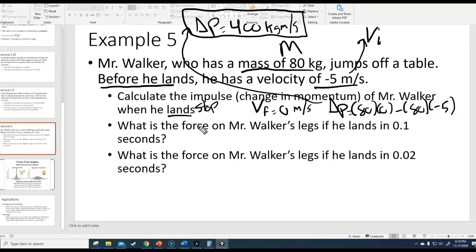Now, these two questions are both asking me for force, and they both give me a different time. Okay, and remember, impulse is the same as change in momentum. So if my change in momentum is 400, that means my impulse is also 400 newton seconds. And so I want you to try to use the impulse equation, I equals F delta T. I want you to find the force on my legs if I land in 0.1 seconds, and the force on my legs if I land in 0.02 seconds.